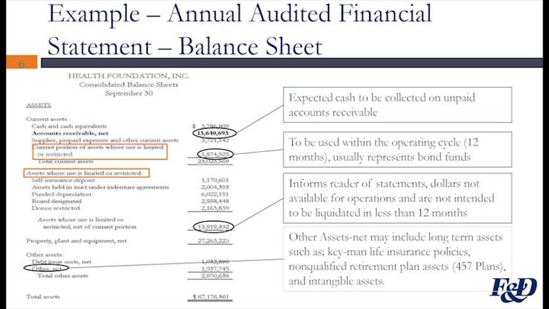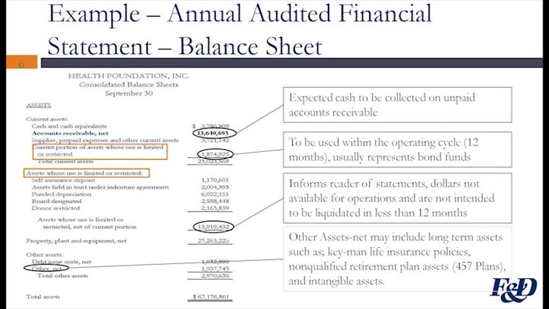So this is where I spend most of my time in performing a financial statement audit, is with the estimates for accounts receivable as well as other estimates that management has significant judgment and influence on in the financial statement process. The second item I'll talk to you about is the current portion of assets whose use is limited, and in general, assets whose use is limited.